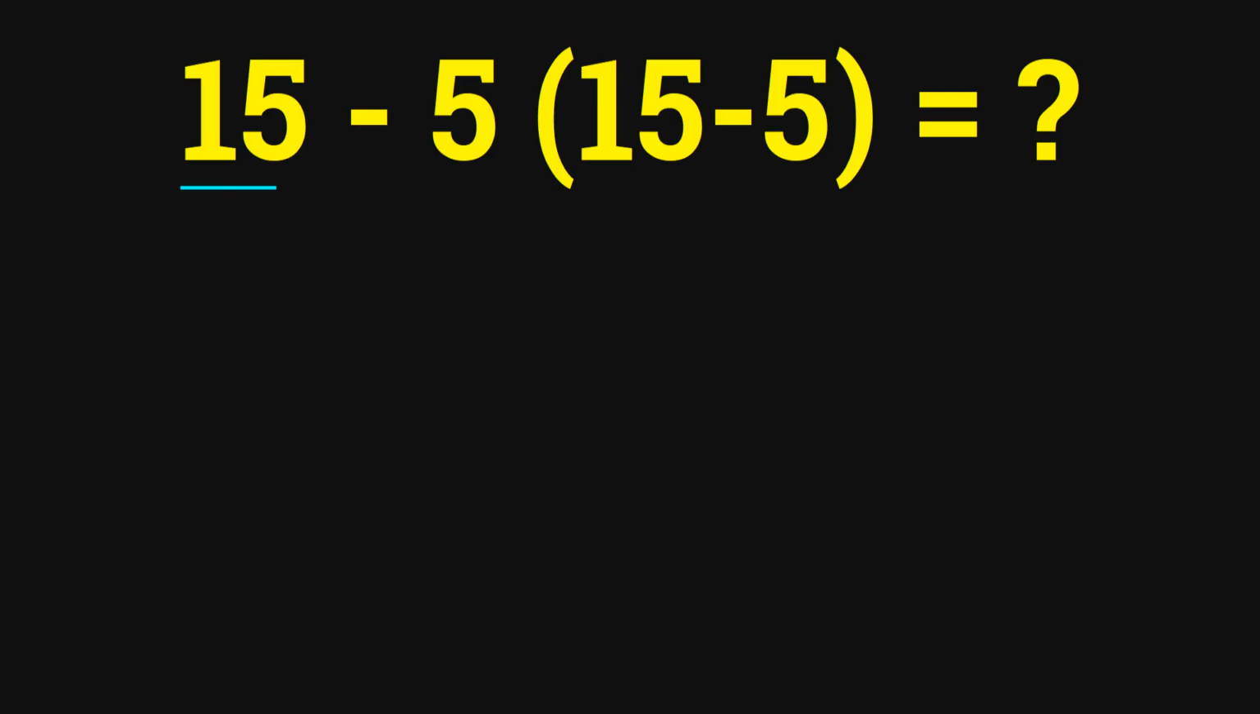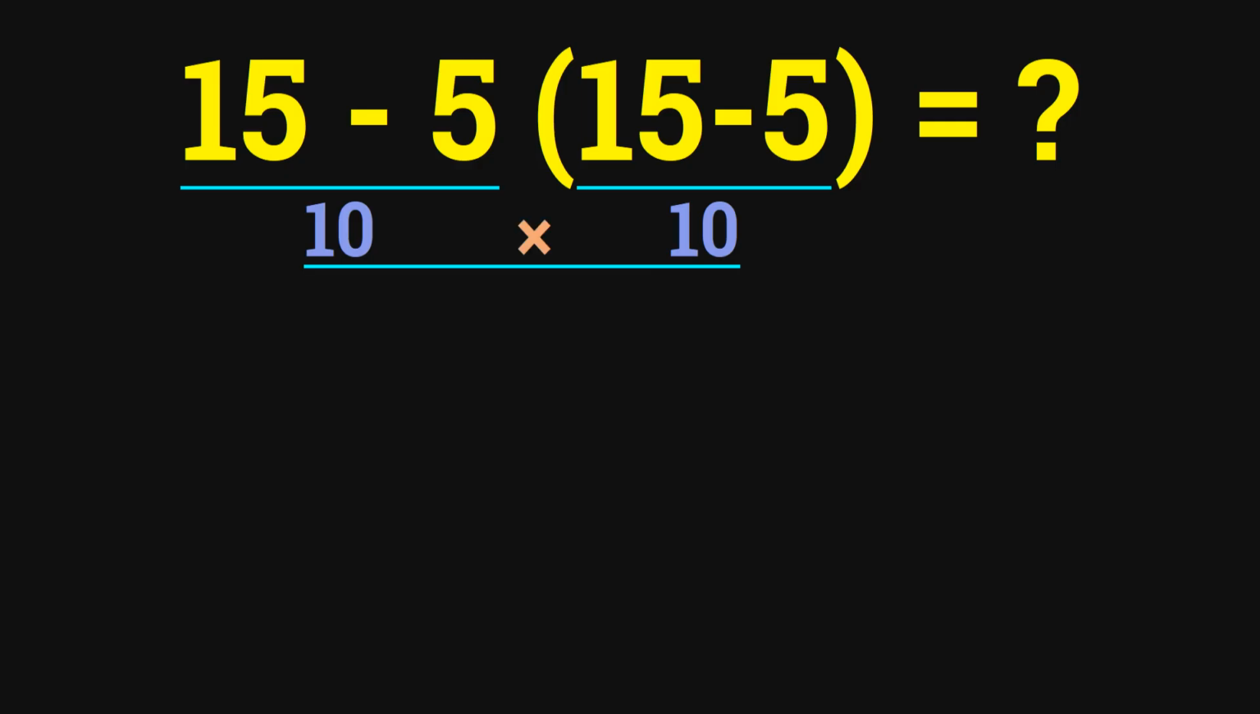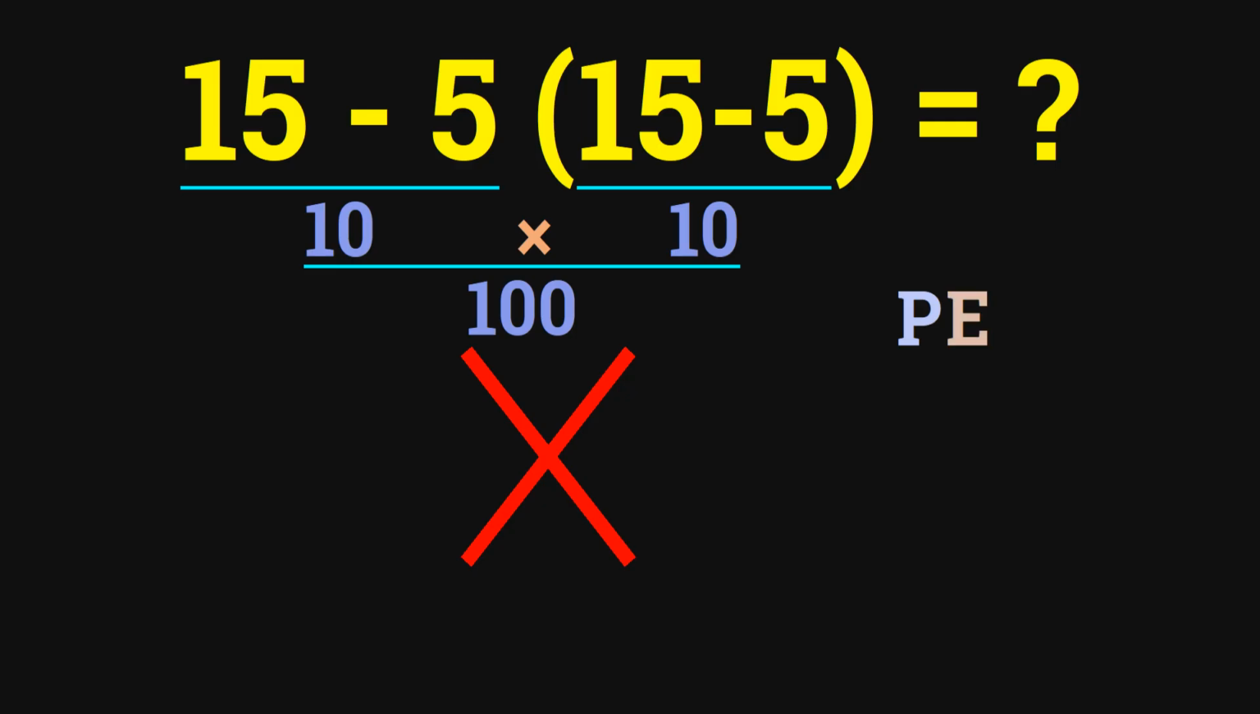15 minus 5 equals 10, and 15 minus 5 equals 10, and 10 times 10 gives us 100. But this answer is not correct because, according to the PEMDAS rules, we must do first the parentheses, then the exponents, the next step multiplication or division, and finally addition or subtraction.